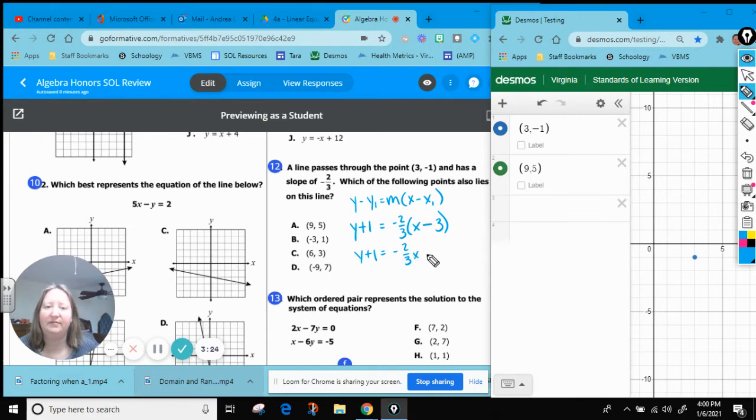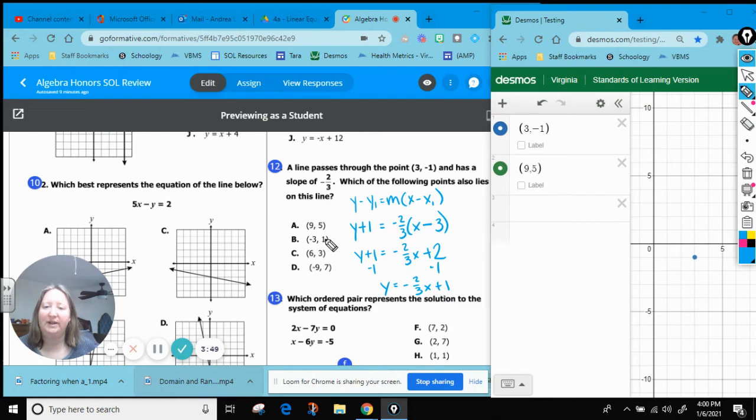Negative times a negative is a positive. And now I'm going to have a positive 6 over 3, so that simplifies to 2. Subtract the 1, subtract the 1. y is equal to -2/3 x plus 1. I can utilize Desmos by typing that equation in and then plotting these other points and see what falls on them. Or again, I can just use regular old mathematics.